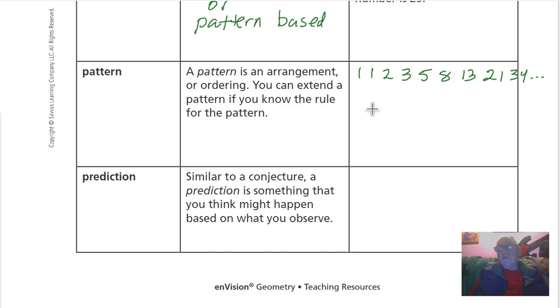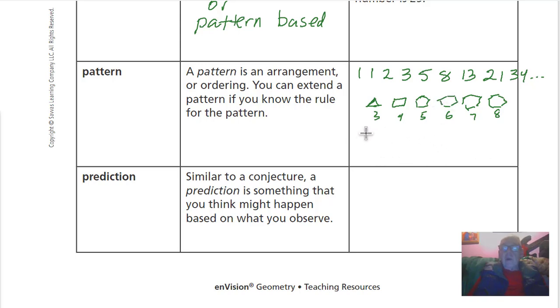Another pattern might be: we start with a triangle, then we make a square, then a pentagon, then a hexagon, then a heptagon, then an octagon, and so on. So we have an 8-sided figure, a 7-sided, a 6-sided, a 5, a 4, and a 3. And then we go nonagon, 9-sided, decagon, 10-sided, and so on. So you can have patterns also with shapes.